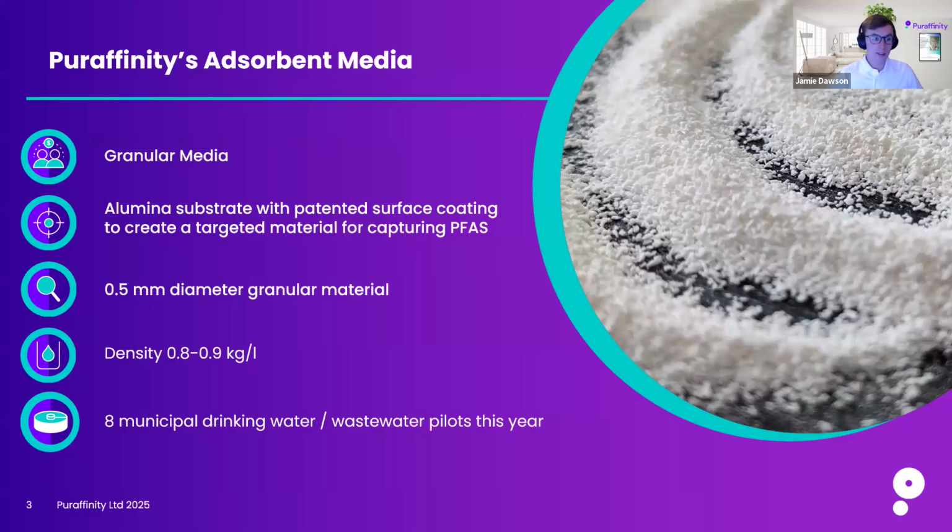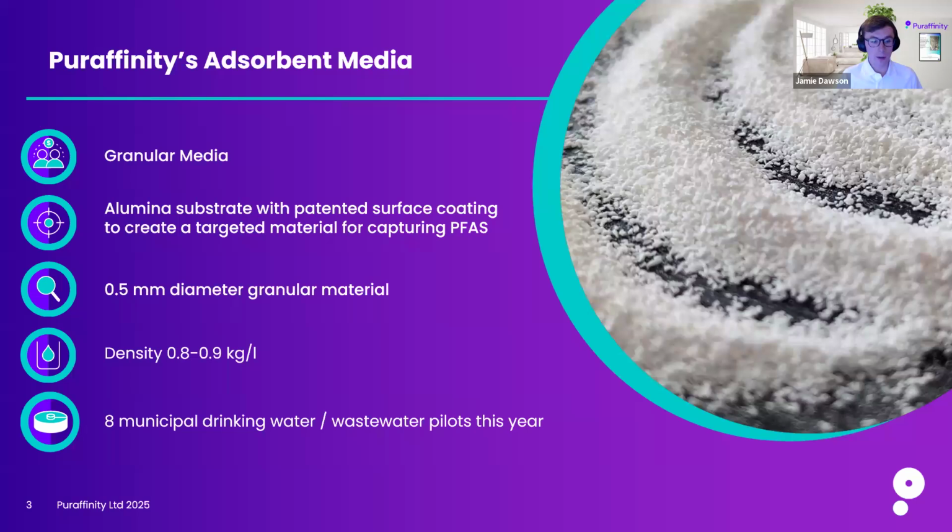So the product is a granular media, these white granules that you can see on the screen. The base substrate is activated alumina, which we then surface coat through our patented process to create a targeted material that's specific for capturing PFAS. This specific media we've developed allows us to operate at very low empty bed contact times, as low as 30 seconds, which reduces the footprint that's required for PFAS treatment, making a much more efficient system.